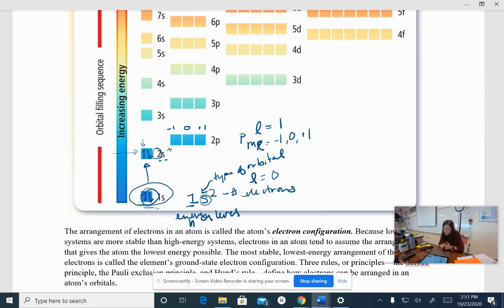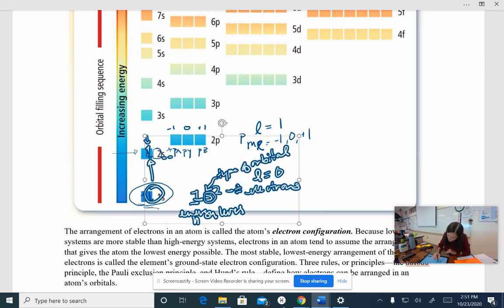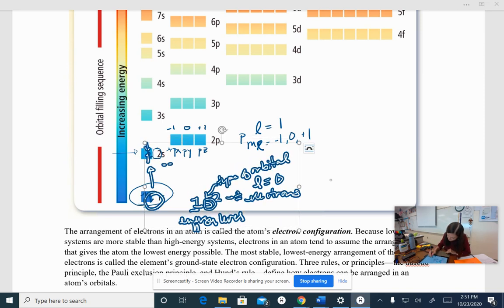Or if you want to think about it of X, Y, and Z, this is going to be my PX, my PY, and my PZ orbital. Okay? So those are the orientations that we have. Now we really are just going to fill it in from left to right.